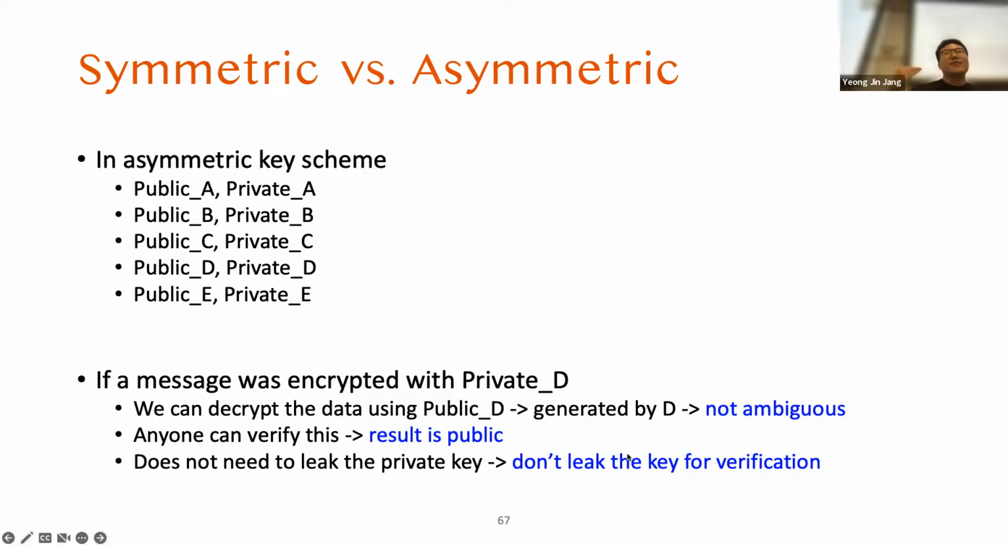So there's no leak of the private key at all. That's why we can use a public key scheme for digital signatures, but not a symmetric key scheme. Any questions?